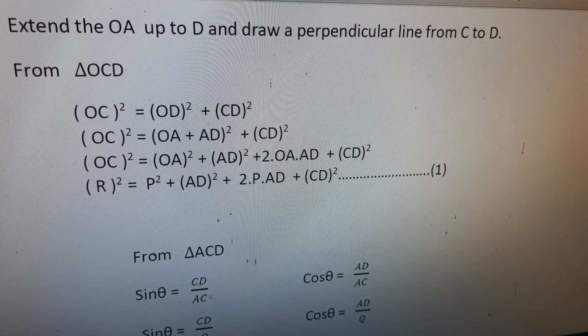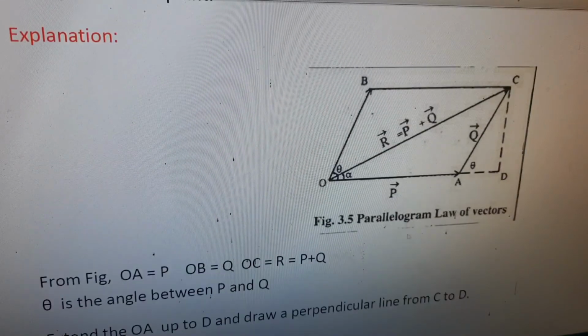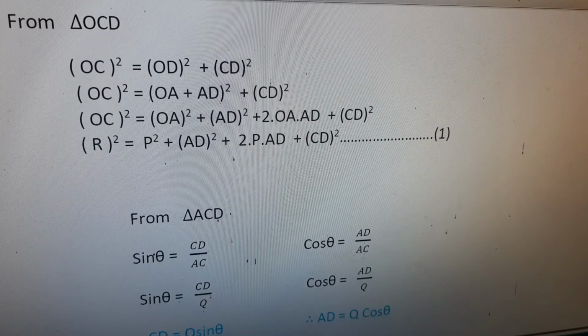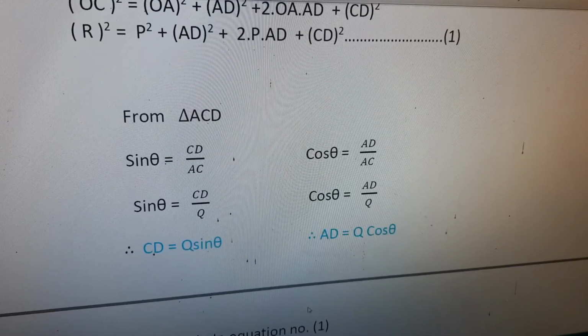AC is equal to Q. Why? Because opposite sides are equal in parallelogram. So from the figure OB is equal to AC. OB is equal to Q, as well as it is equal to AC. So CD is equal to Q sin theta. In the same triangle ACD, cos theta is equal to AD by AC. So cos theta is equal to AD by Q. So AD is equal to Q cos theta. CD value is Q sin theta, AD value is Q cos theta.